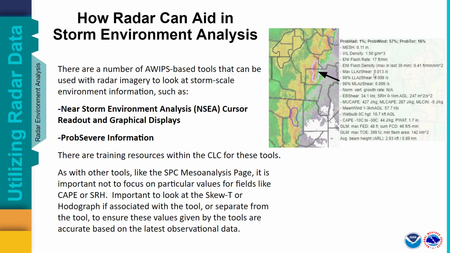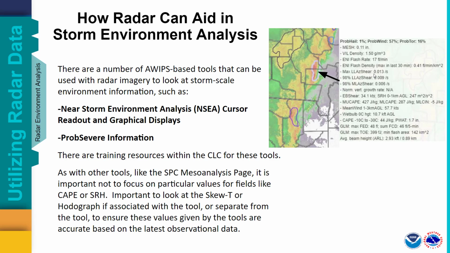Here's a web-based example of ProbSevere for an intense segment of a squall line. It shows its highest probability being with wind at 57%, but again, are the values of mixed layer CAPE and SRH accurate? For this case, the SPC mesoscale analysis page showed 0 surface-based and mixed layer CAPE across southern Georgia. Which is more accurate? There are training resources in the CLC that cover these tools, so I won't go into more detail here.